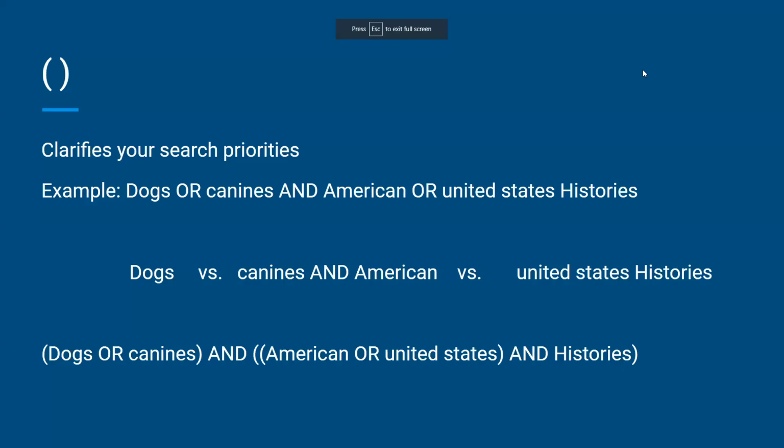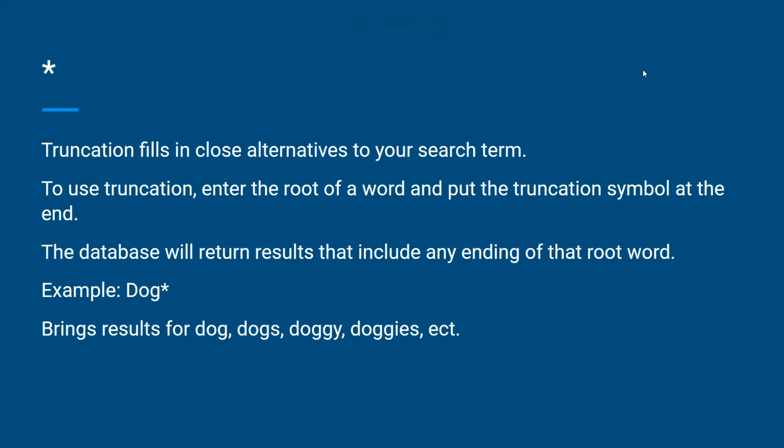And then one more option we have is, again, that little asterisk sign, which is how you do truncation. Truncation is a way of filling in close alternatives to your search term. For example, if you didn't want to say dog and dogs, you could just put dog, which would be your root word, and then that little asterisk, and it'll bring you all sorts of different results for dogs, dog, doggy, doggies, all the different words that could come off of that root word.